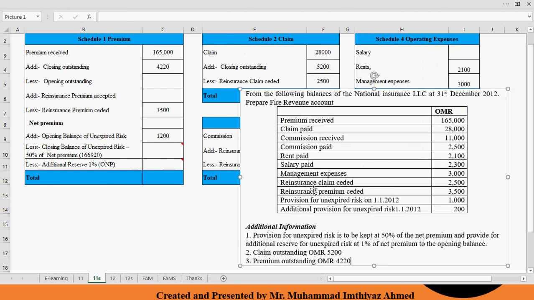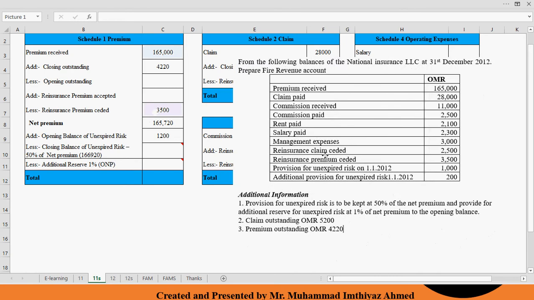Now before calculating, we need to make the total of net premium. Then I will show you how to deal with additional information point number 1. So net premium we need to calculate. This is the total 165,000. We need to add with a closing and we need to reduce with the reinsurance premium ceded. So this is your net premium.